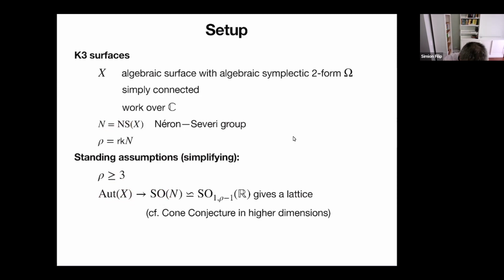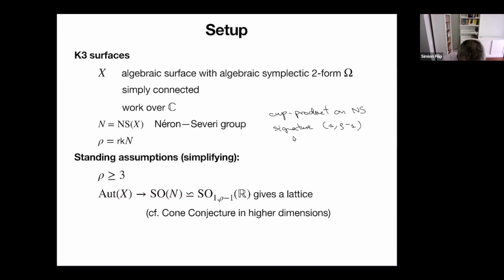One thing I should have specified is that the cup product on the Néron-Severi group has signature (1, rho minus 1). So there's one positive direction and rho minus 1 negative directions. So the automorphism group maps to this indefinite orthogonal group, and I'm going to assume that it's a lattice in this indefinite orthogonal group.